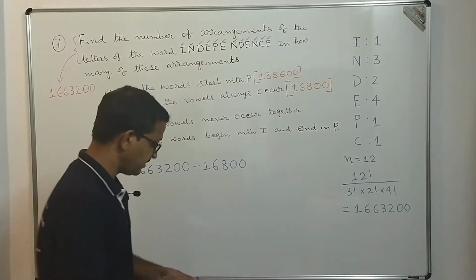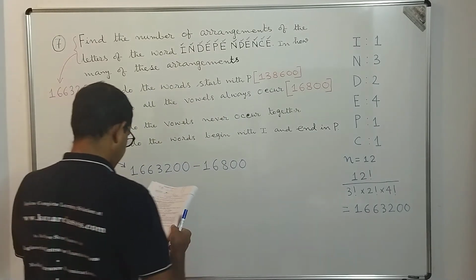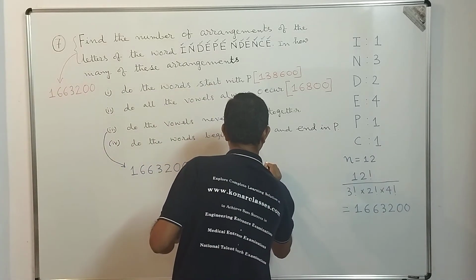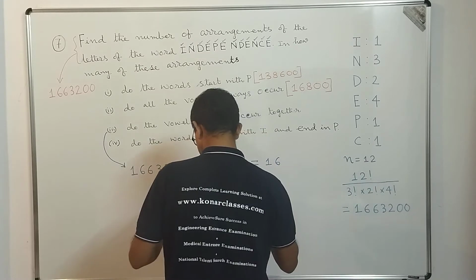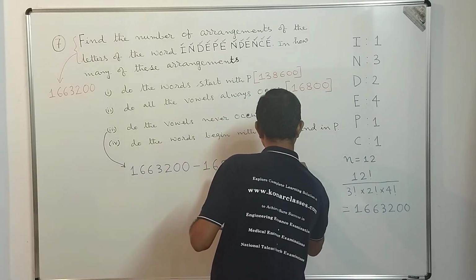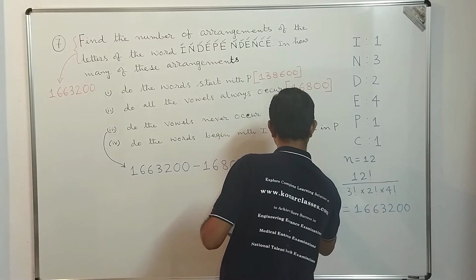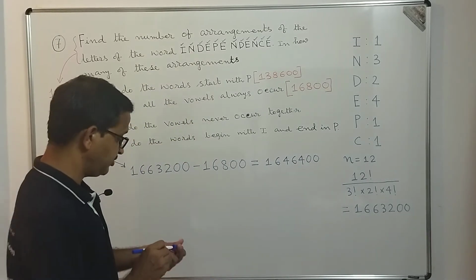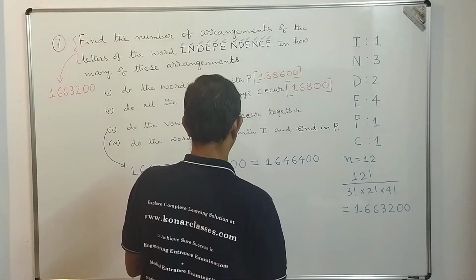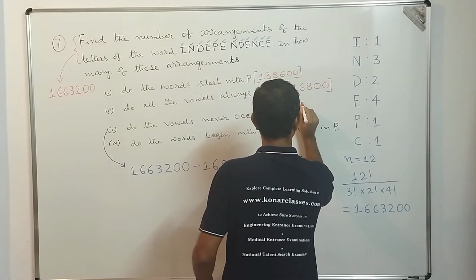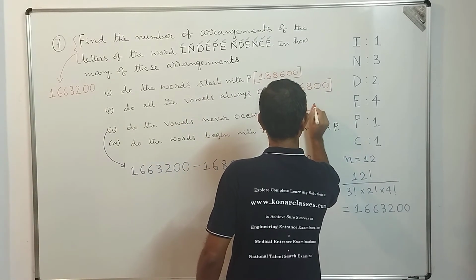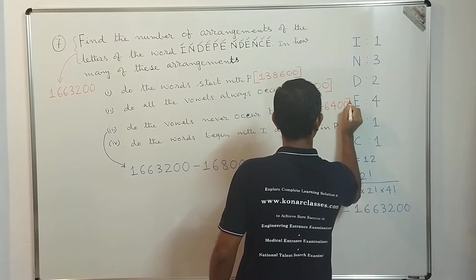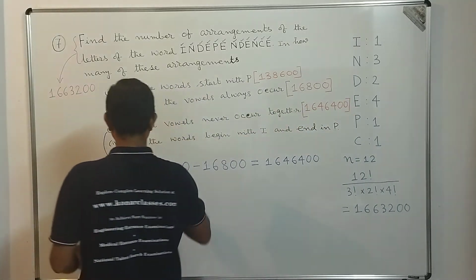Correct? So we get the required number as, I am not calculating that subtraction, 1646400. So this is the required number of arrangements in which the vowels never occur together. Let me write out this number here, 1646400. Now let's come to the last part of the question.